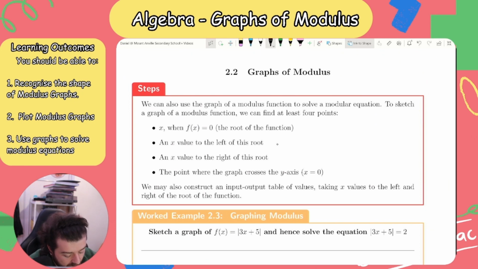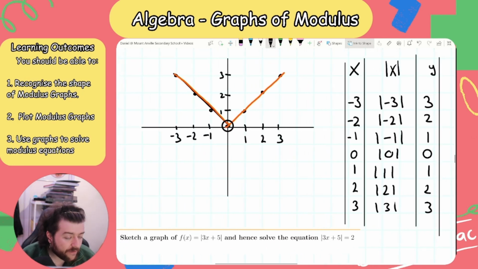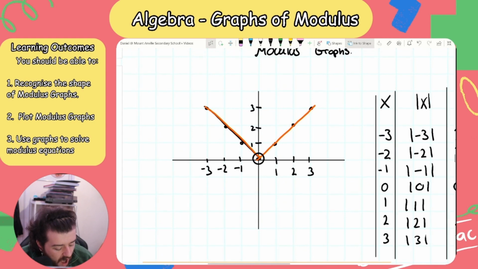We then evaluate one value of x to the right and one value of x to the left. Or finally, we could find where it crosses the y-axis by letting x equal 0. You could do an input-output value table like this, but you're never going to be specified your domain or input values. So it's best to find where the apex is, find one point to the right, one point to the left, and connect them up.